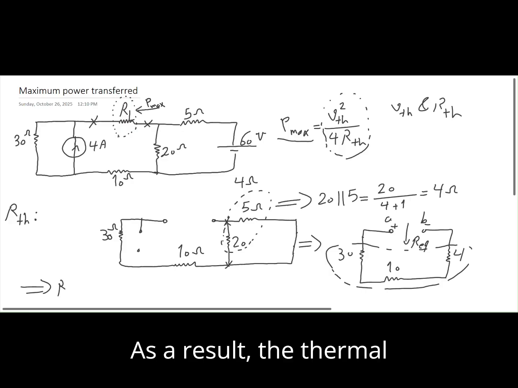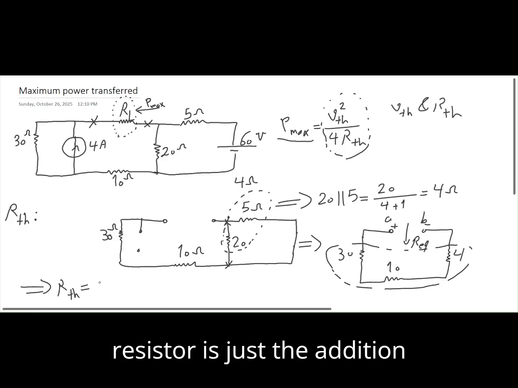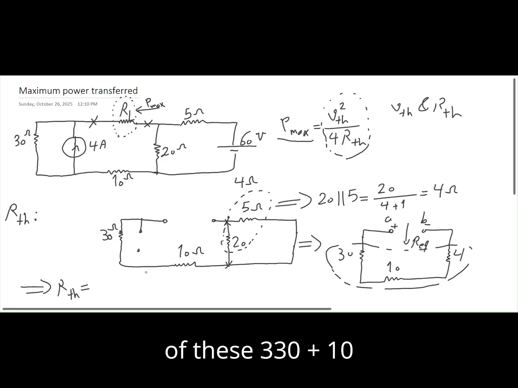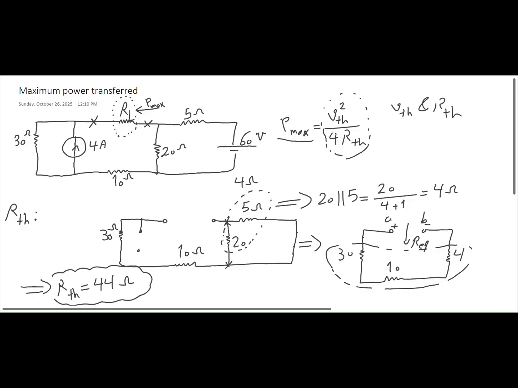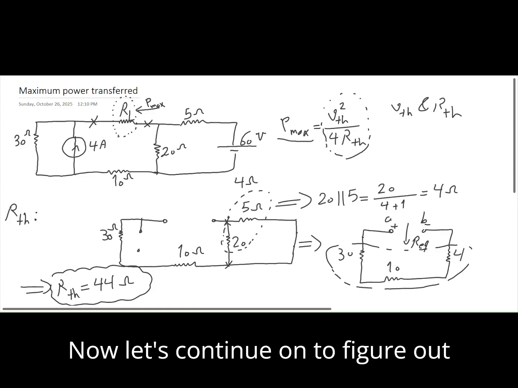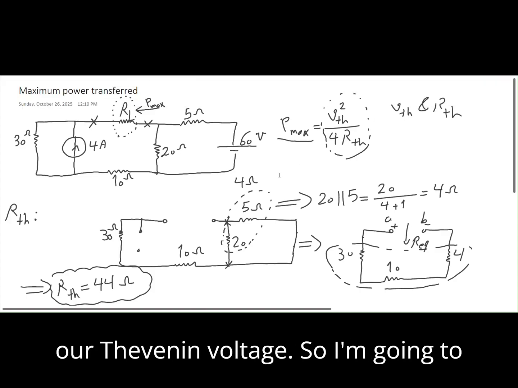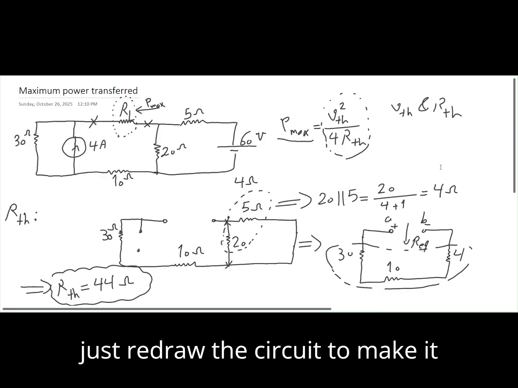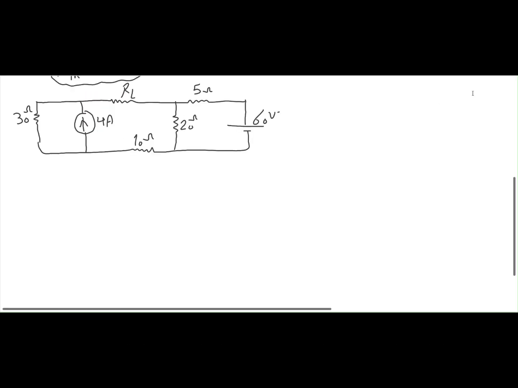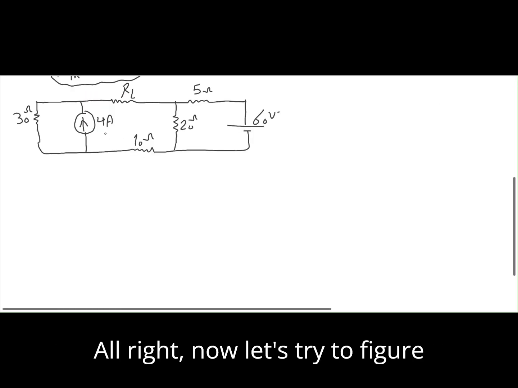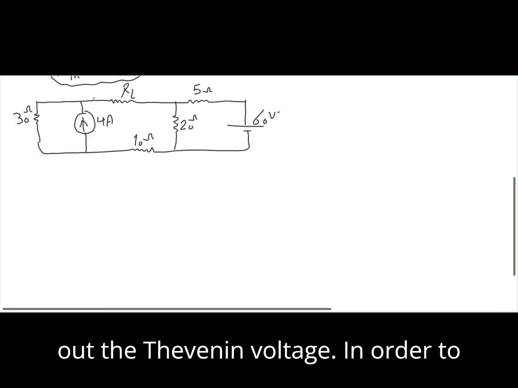As a result, the Thevenin resistor is just the addition of these three. 30 plus 10 is 40, plus 4 is 44 ohms, is my Thevenin resistor. Now let's continue on to figure out our Thevenin voltage. So I'm going to just redraw the circuit to make it a little cleaner for our Thevenin voltage. Alright. Now let's try to figure out the Thevenin voltage.